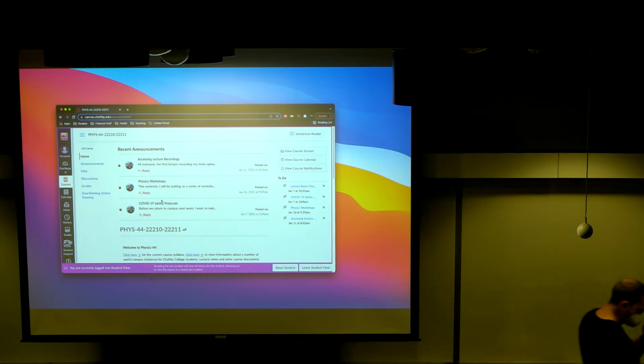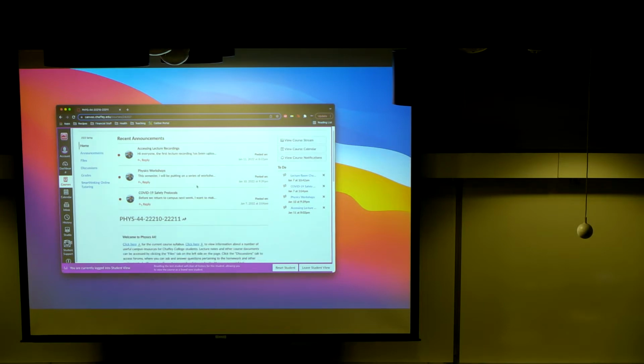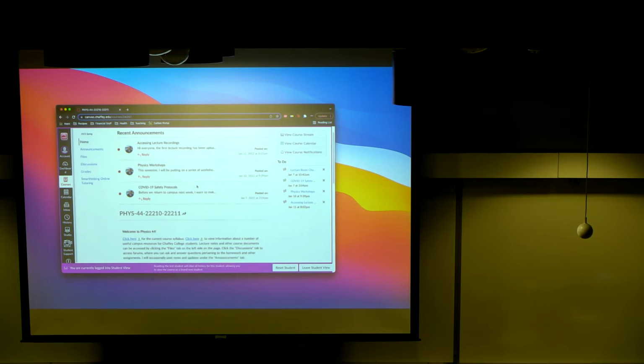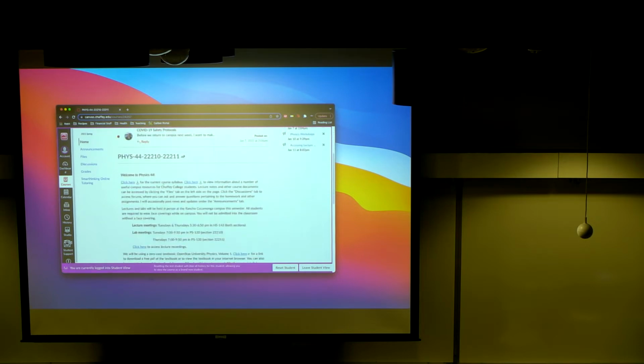So on the Canvas homepage, the first thing you'll see when you log in is this. At the very top, there are some announcements. I typically make an announcement every week or so on here. At the very top of the page under where it says Welcome to Physics 44, you can find a copy of the syllabus just by clicking there.